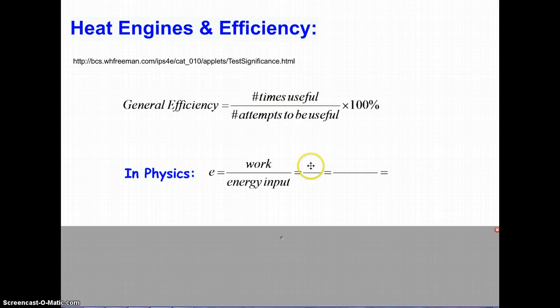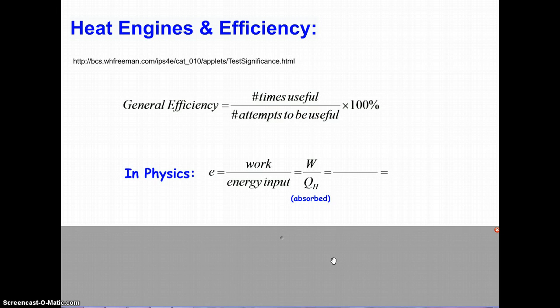Our symbols for that in thermodynamics, well, in physics in general, work is capital W, and in thermodynamics, energy input is Q subscript H. That is the amount of heat energy supplied by the hot reservoir. Often in problems, you'll hear the term absorbed used. So energy absorbed from the hot reservoir is the total amount of energy available to the heat engine, and W represents the amount of useful energy used to perform work by that heat engine.